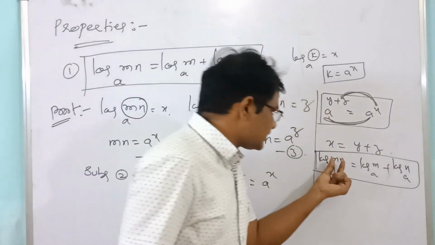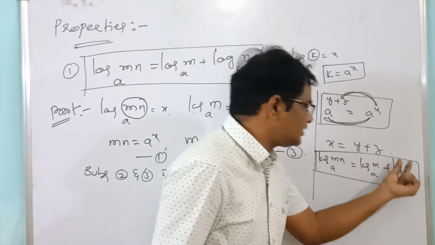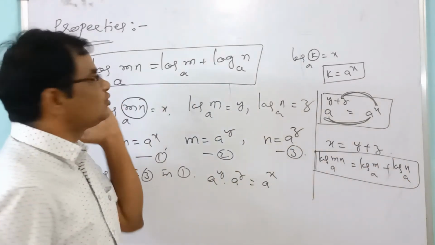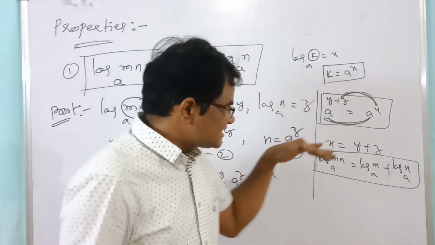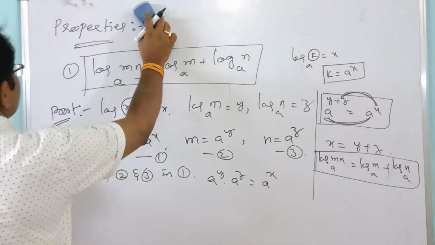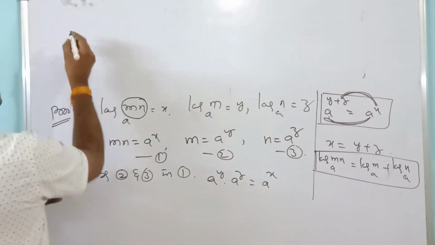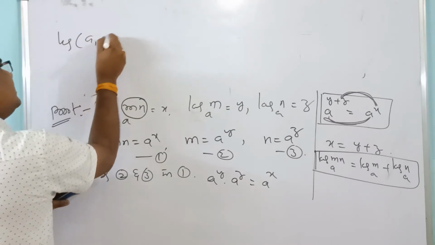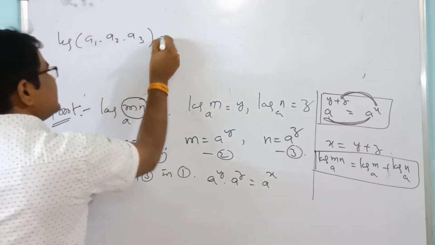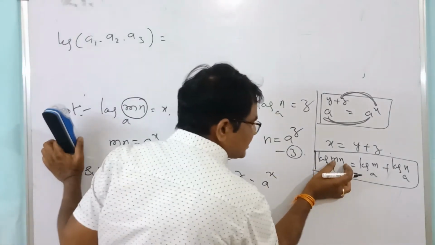Okay, now log m into n equal to log m to the base a plus log n to the base a. Here only product of two terms you taken, so it is extended to finite number of terms, right? So like this also you can write. Log of a1 into a2 into a3 is there. Three terms are there. How to write?